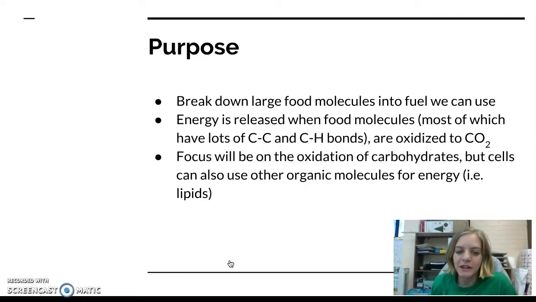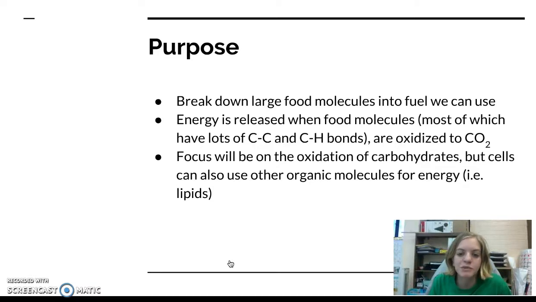So the purpose of cellular respiration is to break down any large food molecules that we take in as food into fuel that we can actually use. If you think about our food molecules, those are big, huge molecules. That's why we call them the macromolecules. And we need to break them down into something we can use, such as ATP. You can think of it like a meal versus a snack, or an 8-hour long sleep versus a nap. We can use the energy much more quickly when it's in smaller bite-sized pieces, aka ATP.